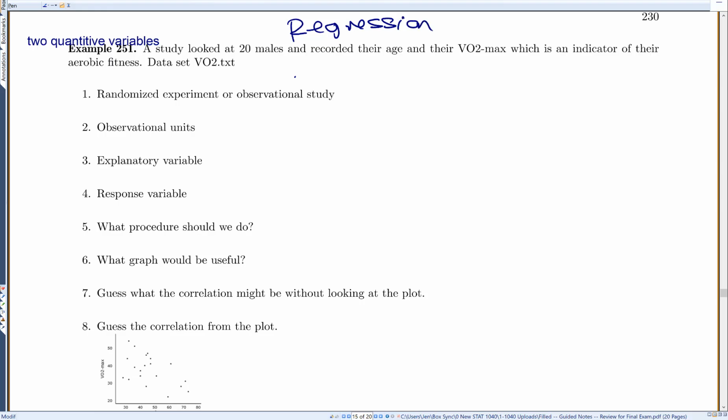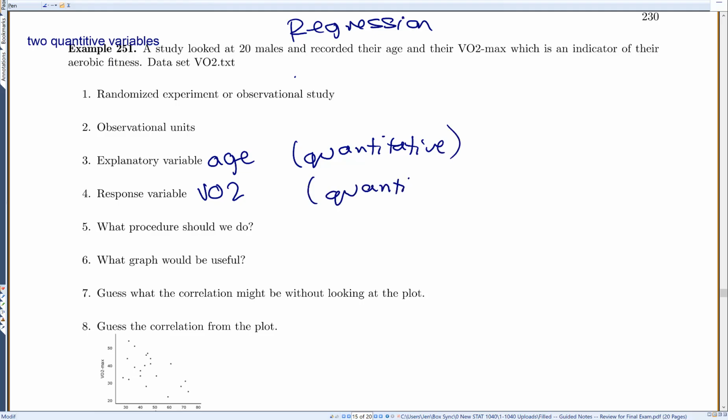First, we want to know, is this going to be a randomized experiment or an observational study? Maybe before I answer that, I should figure out which variable is going to be which. It didn't say specifically, but I think they wanted to use age as an explanatory variable, to explain how fit they are. So we'll do the VO2 as our response and age as our explanatory, and they are both quantitative. Because of that, the only thing we know how to do is regression.